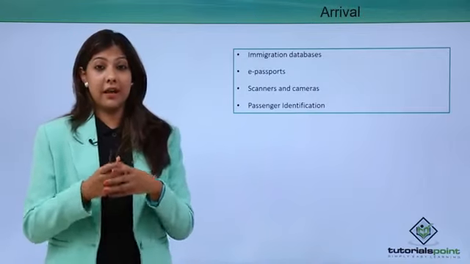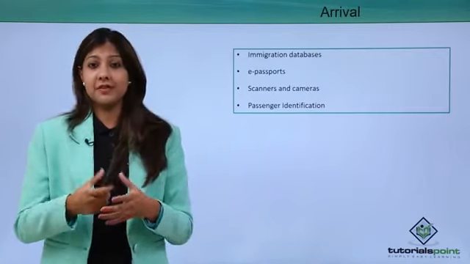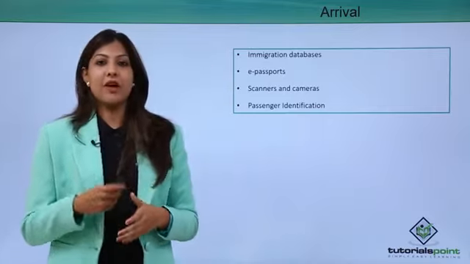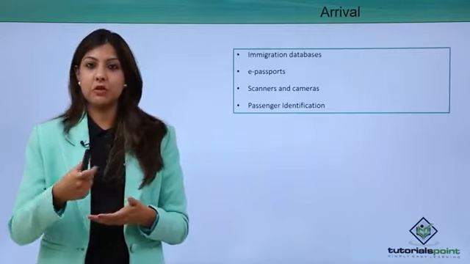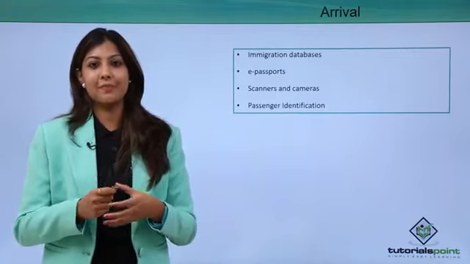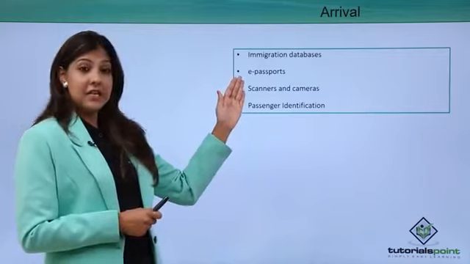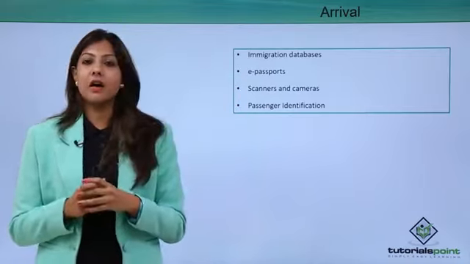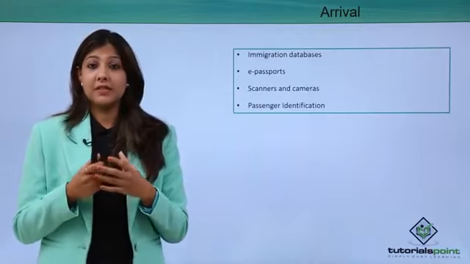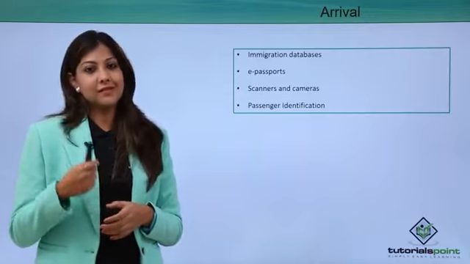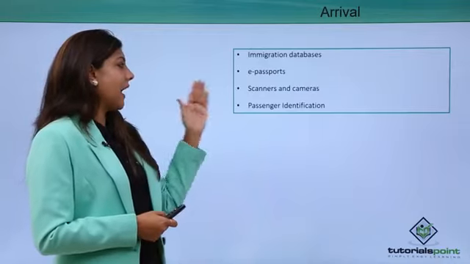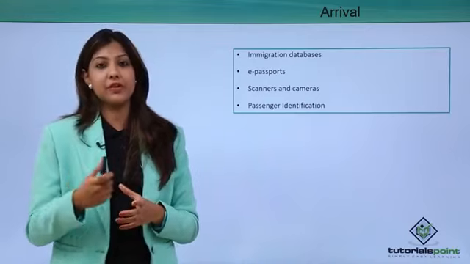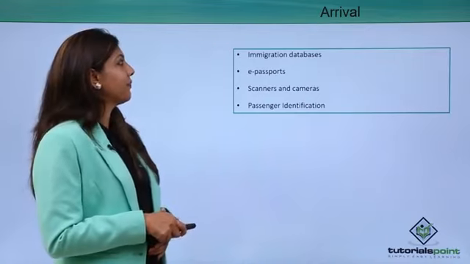At the arrival, the aircraft has certain options given to the particular passenger. So you have immigration databases. If you are traveling out of the country, you are given a particular form to fill in during the flight to make best use of the time. The e-passports are given. Scanners and cameras are put in everywhere just for security purposes, and the passenger needs to identify himself again whenever there is an immigration or a transit involved.